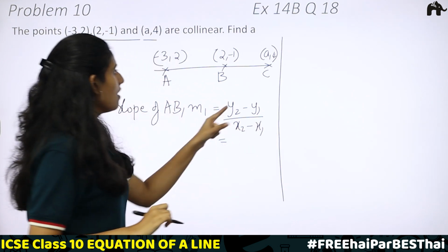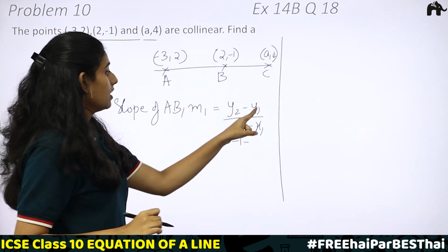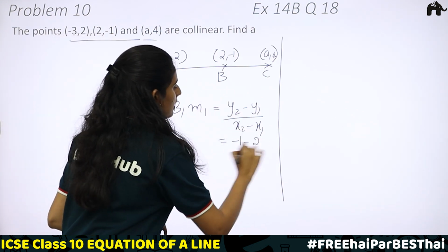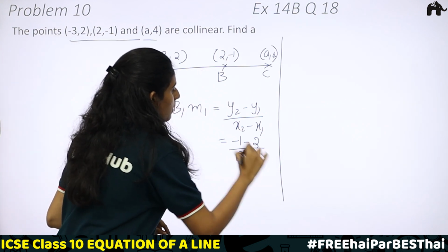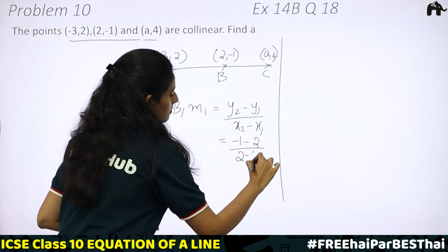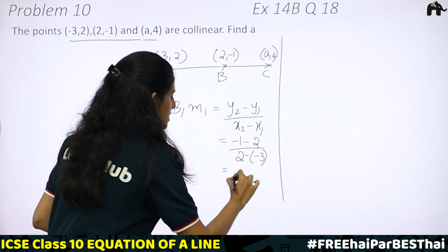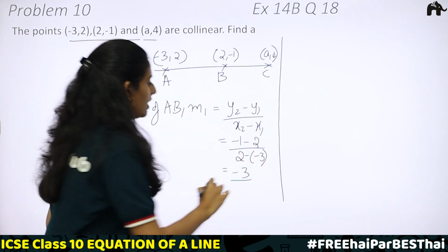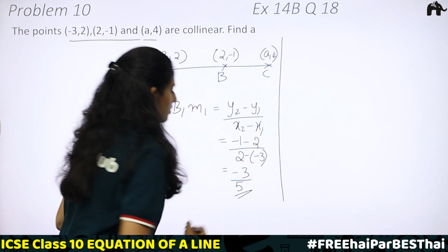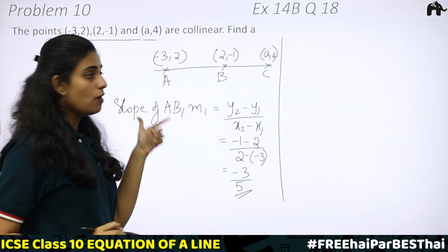That is equal to y2, which is -1, minus y1, which is 2, divided by x2 minus x1, where x2 is 2 and x1 is -3. That is -1 minus 2, which is -3, divided by 2 minus of -3, that is 2 plus 3, which is 5. So -3 divided by 5 is M1, the slope of AB.